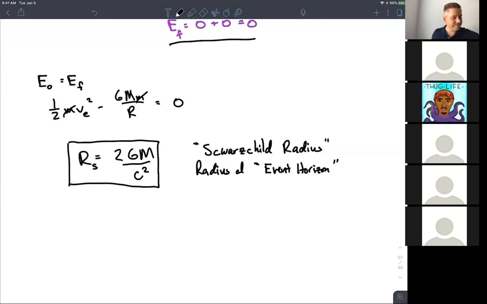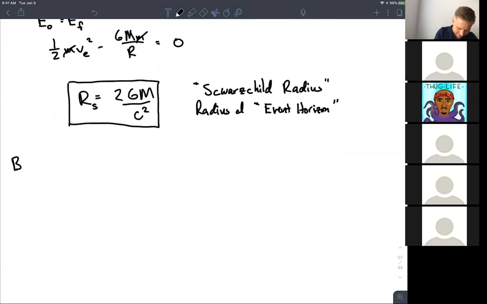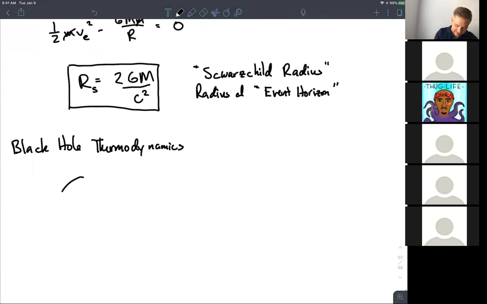All right, so now let's talk about some thermodynamics of the black hole. All right, now what do I mean by that? What I mean by that is that let's again say we have a black hole. It's got some mass and it has some Schwarzschild radius. Okay, now what's going to happen is some other mass is going to fall into that black hole. What does that do to it?